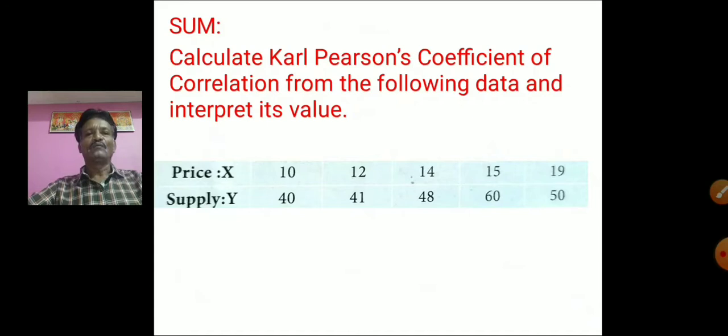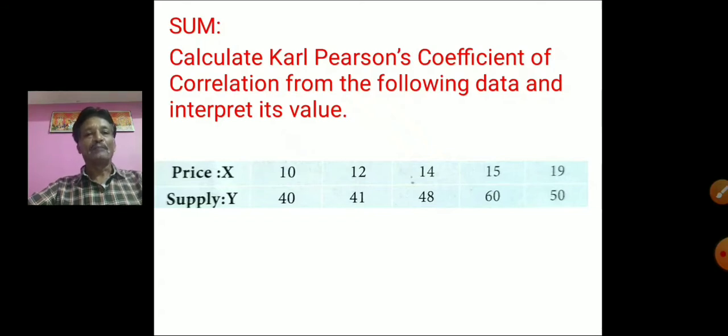Now we will calculate the value of R with the help of an example. Here the sum is given. Calculate Karl Pearson's coefficient of correlation from the following data and interpret its value. So here price and supply is given. Price is taken as X variable and supply is taken as Y variable. Normally you can understand the price and supply are positively related. Definitely the R value should be positive.